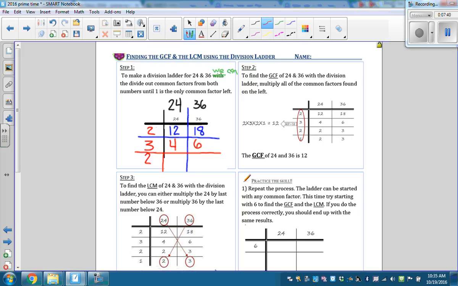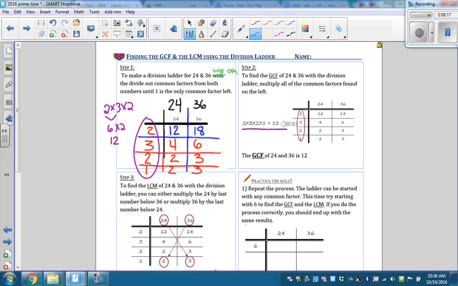So 4 divided by 2 is 2. 6 divided by 2 is 3. Repeat the process until the only common factor is 1, and 2 and 3 only have 1 in common. 2 divided by 1 is 2. 3 divided by 1 is 3. Once I've finished that process, these numbers multiplied together, 2 times 3 times 2, 6 times 2 equals 12.